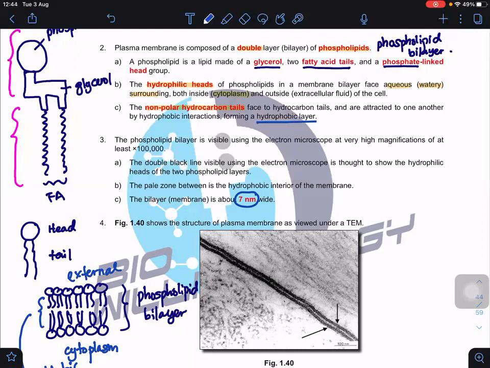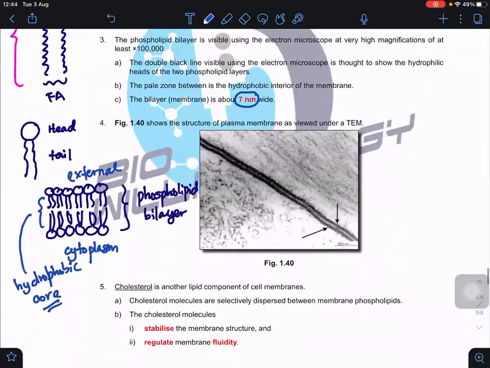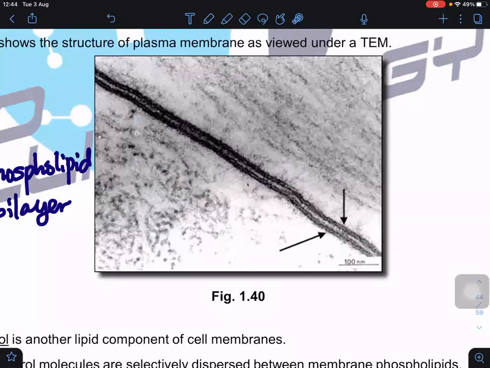It is so thin that our light microscope won't be able to resolve it and let us see the two layers of phospholipid. But if you use the electron microscope, yes, you will see two layers. You can see the hydrophilic head with the central core of hydrophobic tails.